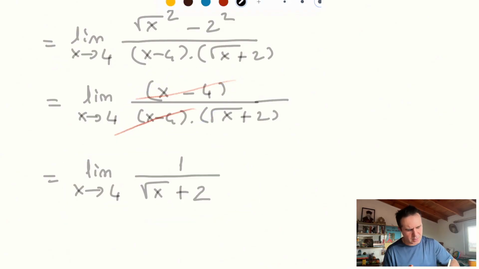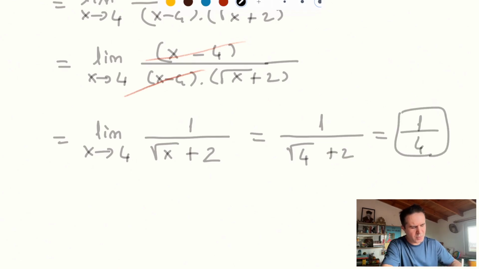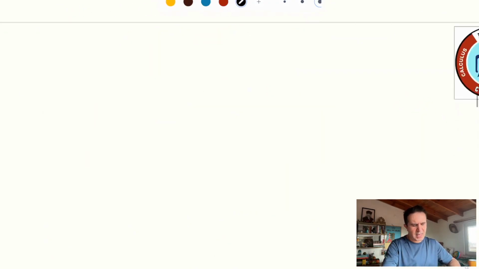Now we have 1 divided by square root of 4 plus 2, and this will be equal to 1 divided by 2 plus 2, which equals 4. And the answer is 1 over 4.